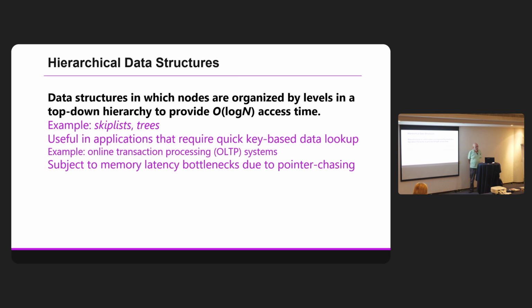The kinds of data structures we're going to look at are what we call hierarchical data structures, which map onto this kind of architecture fairly well. The idea is that the data structure is a hierarchy where the nodes at the top of the hierarchy are visited much more often than the nodes lower in the hierarchy. Specifically, we're going to look at skip lists and B trees.